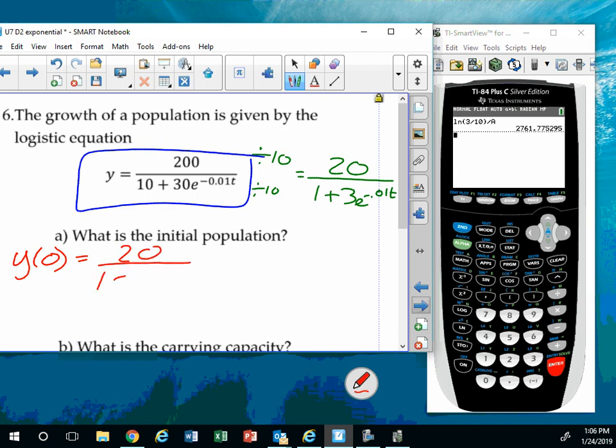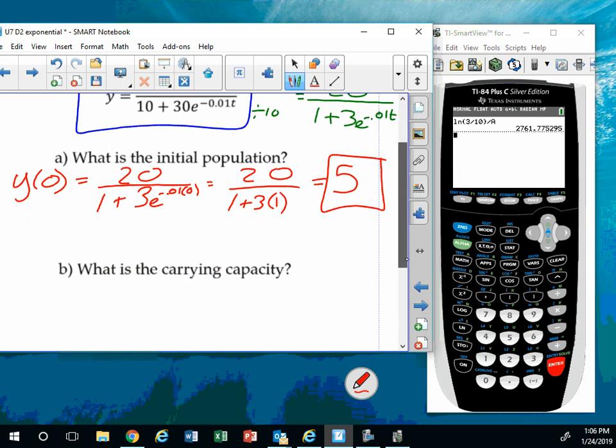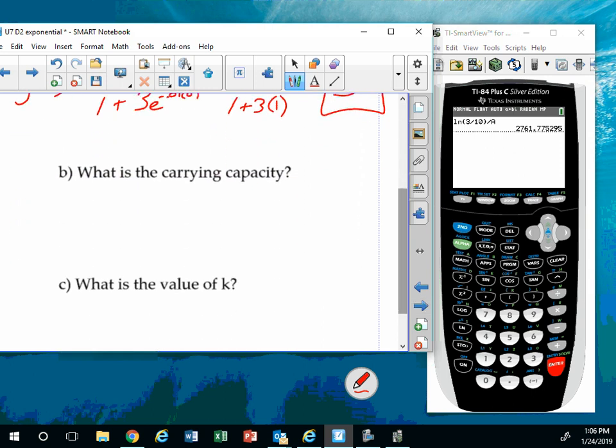20 over 1 plus 3 e to the negative 0.01 times 0. 1 plus 3 times 1, or just 4, so 20 over 4, which is 5. What's my initial population of whatever this is? 5. I have 5 dogs, 5 bacteria, 5 deer, 5 people. Plug in 0 to get an initial population. What is the carrying capacity for this thing? The L. 20. By the way, that's the max population that can be sustained.